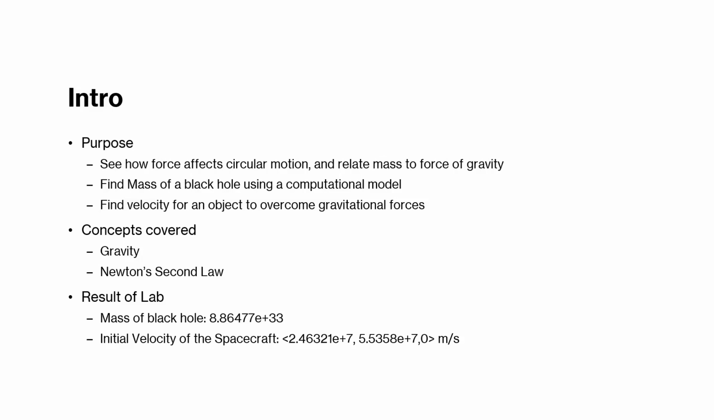And the results of the lab are mass, as shown on screen, found from part A, and from part B, that is our velocity needed in order to escape the gravity of the black hole without crashing into it.